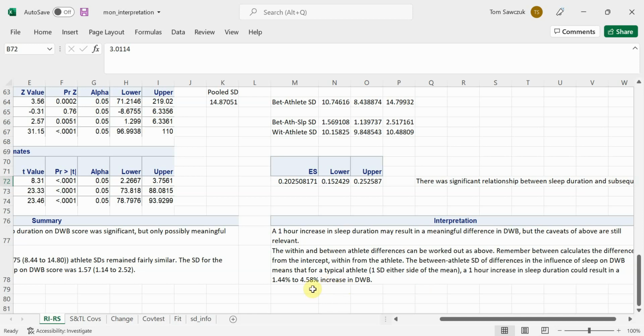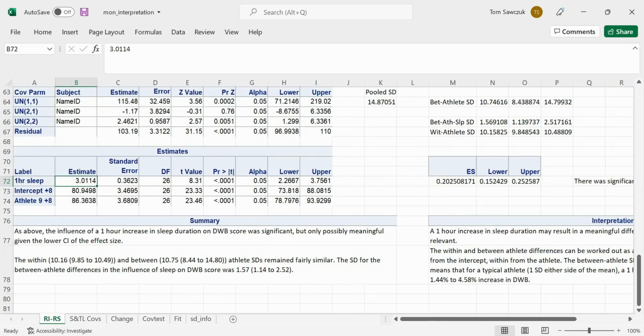Likewise, for those whose estimate is greater than 4.58%, you probably want to consider this when looking at their wellness data, because if they have a massive increase in sleep and don't massively increase their wellness score the following day, then potentially there's something going on there.